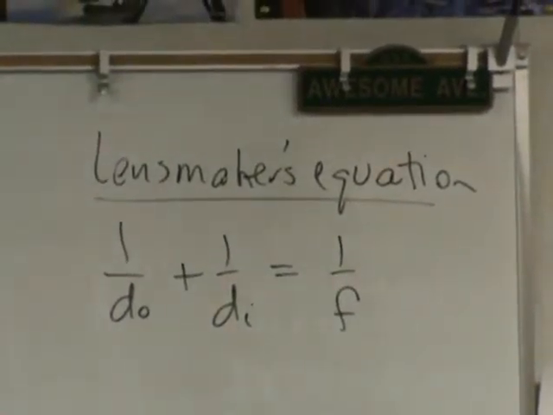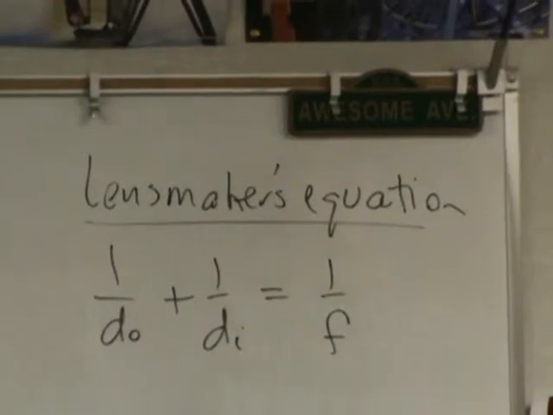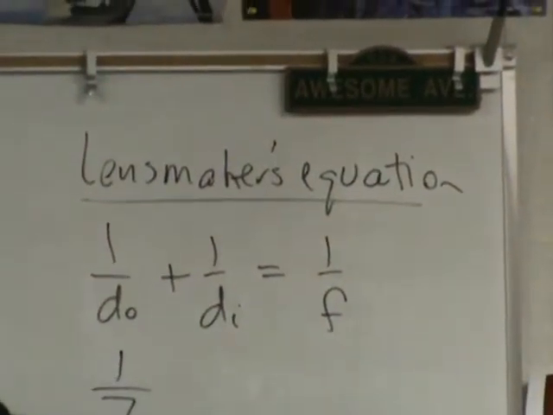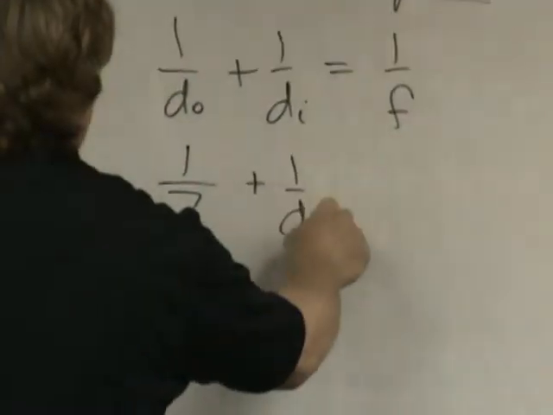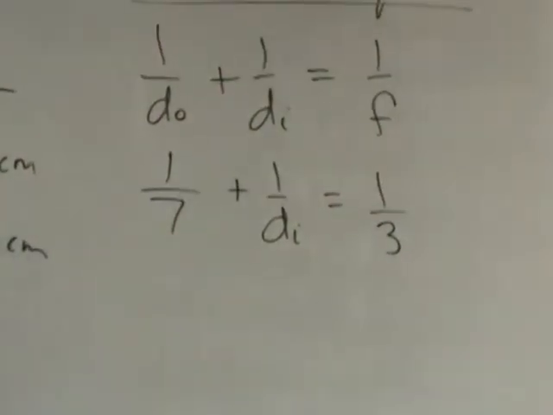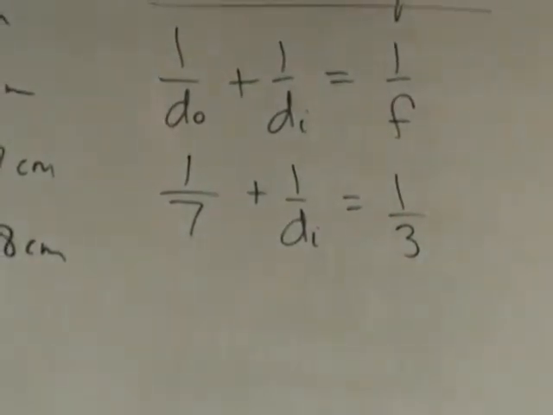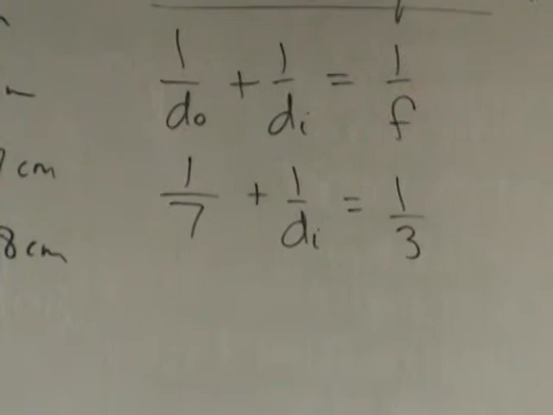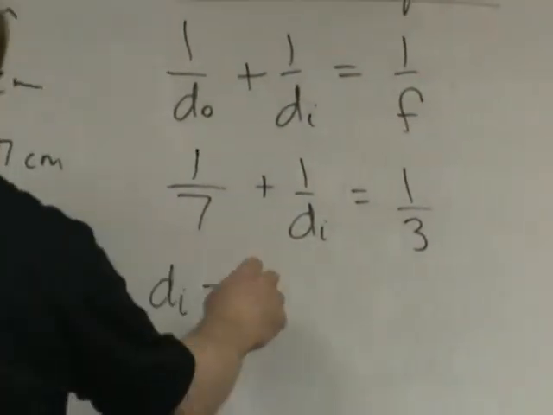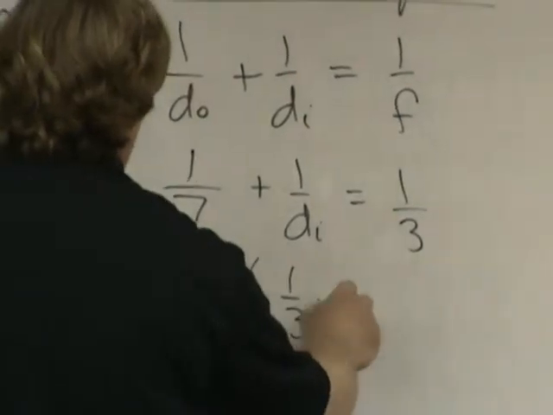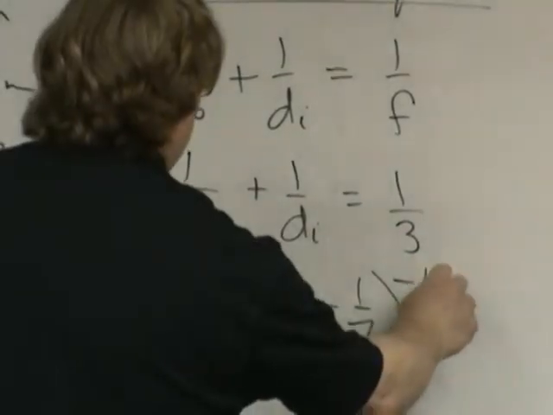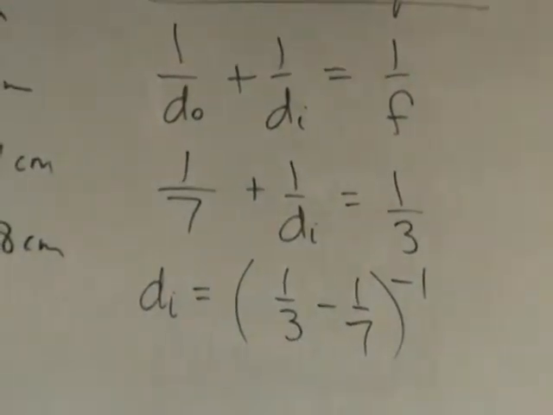So let's go ahead and predict what d sub I should be mathematically. Your d sub O was 7 centimeters. Your d sub I we don't know. Your focal length, well, some of you got 3 and some of you got 2.9. If you got 2.9, you should put 2.9 there. If you got 3, you should put 3 there. So I'm just going to trust that you guys are good at algebra, or arithmetic. We're going to subtract 1/7 from both sides, and then take both sides to the -1 power.